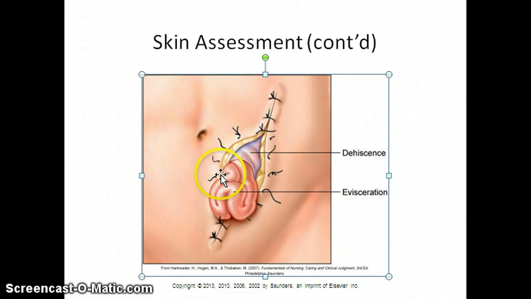With evisceration, that's this bottom part where you can see intestines are coming out. And evisceration means that there's total separation of all wound layers. There's typically protrusion of internal organs. Problems are typically going to occur like this between the 5th and 7th days after surgery. So when you think about dehiscence and evisceration, what patients are going to be at most risk?